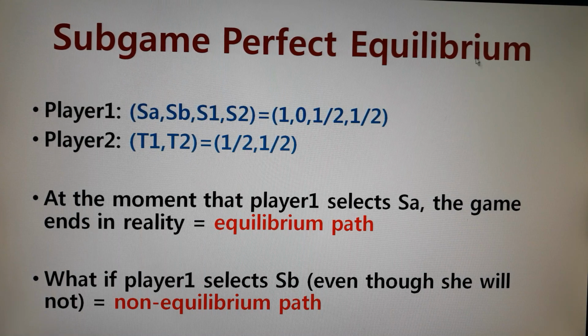Then the subgame perfect equilibrium would be player 1 choosing SA, SB, S1, S2 with probability 1, 0, half, half.